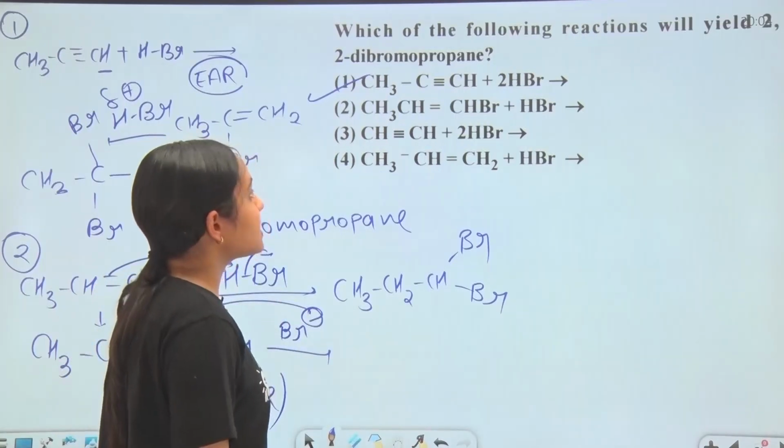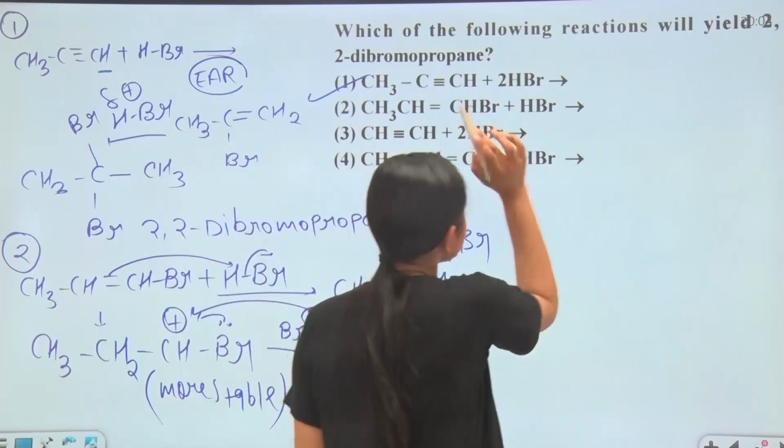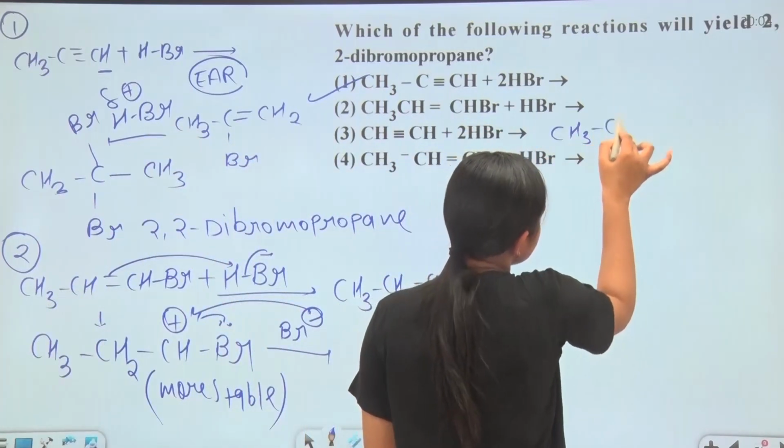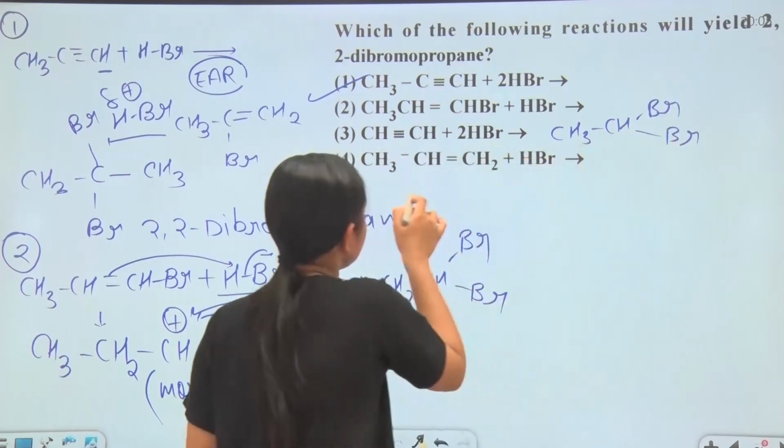Next is HC≡CH with two molecules of HBr. So in this reaction, we will obtain CH3CHBr2. This is not propane, this is ethane.